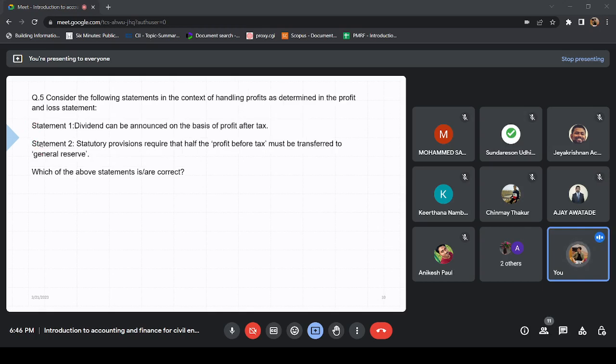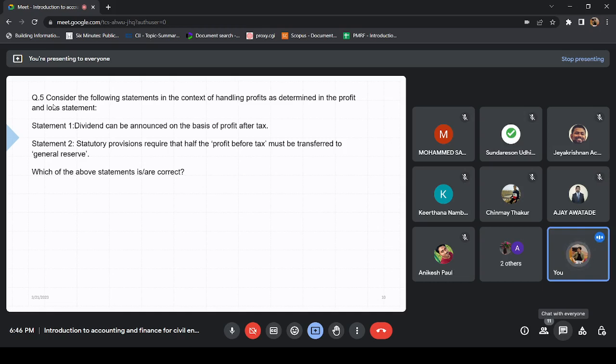So coming to the next question. Now we are talking about handling profits. Dividend can be announced on the basis of profits after tax. Statutory provisions require that half the profit before tax must be transferred to the general reserve. So now you saw that example, right? That there were some profits, then you gave away some dividend. That part became your retained earnings, and finally it got added up in the owner's equity.